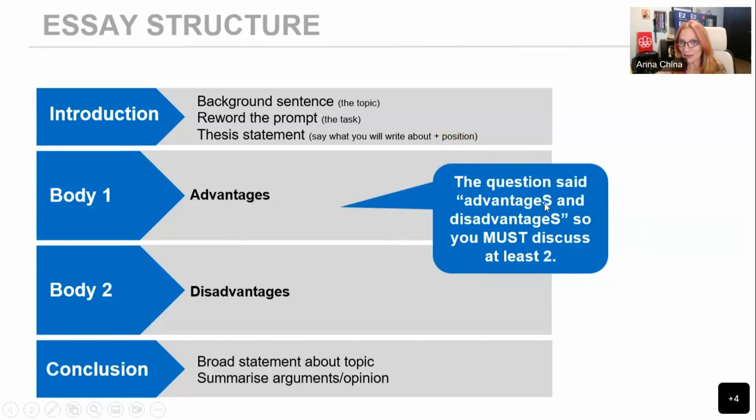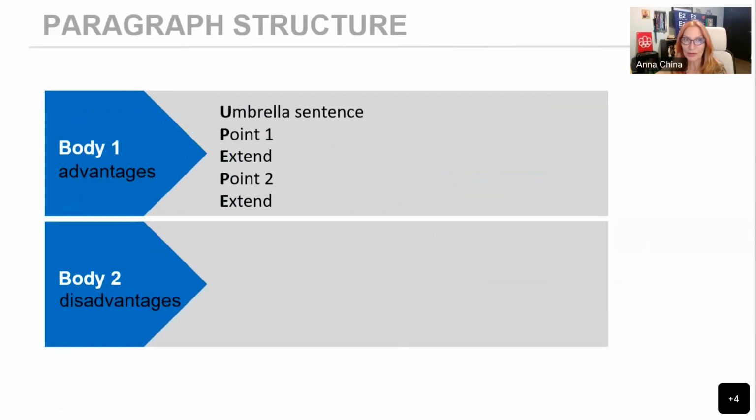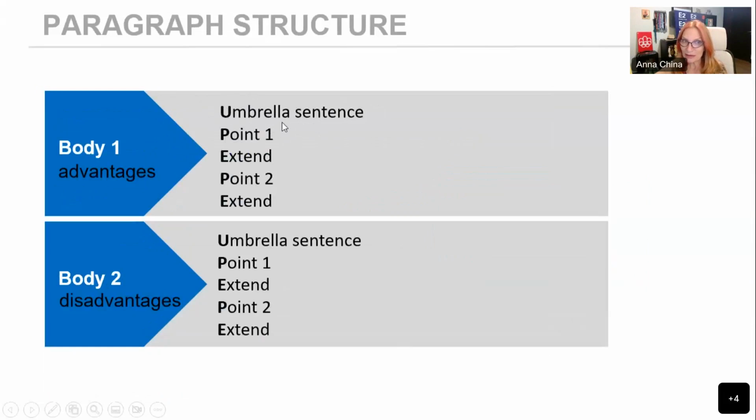So since it says advantages and disadvantages in plural, you must discuss at least 2 points for each. So this is the structure now proposed for double idea paragraphs. The first sentence is an umbrella sentence. It's called umbrella sentence because it's a topic sentence that covers the whole paragraph. It informs the reader that two ideas will be discussed.